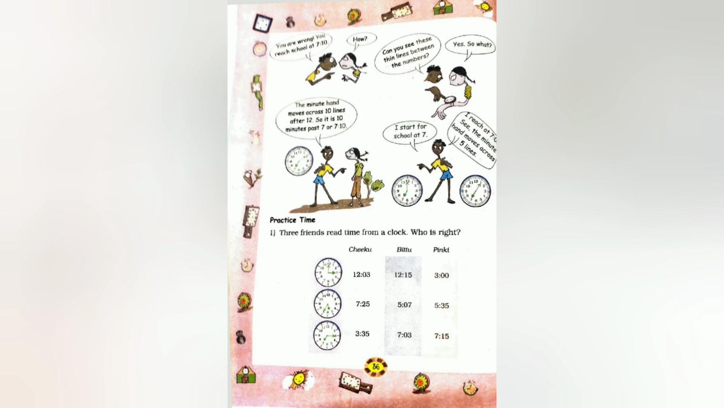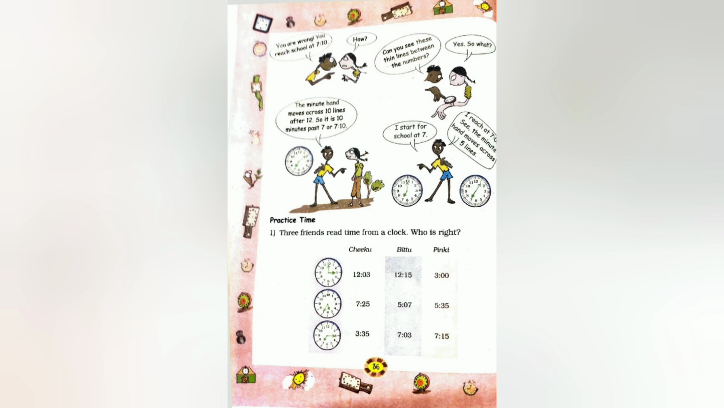She said, how? Can you see these thin lines between the numbers? She said, yes. So what? The minute hand moves across 10 lines after 12. So, it is 10 minutes past 7 or 7:10. Can you see it in the clock? It is 7 o'clock and 10 minutes.